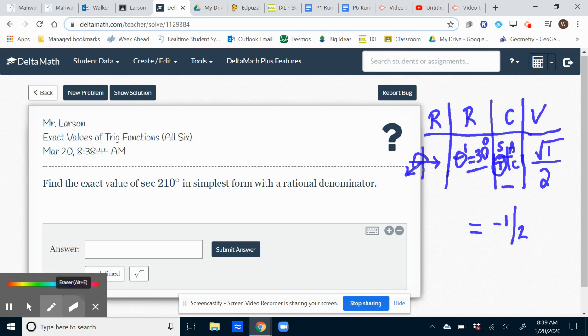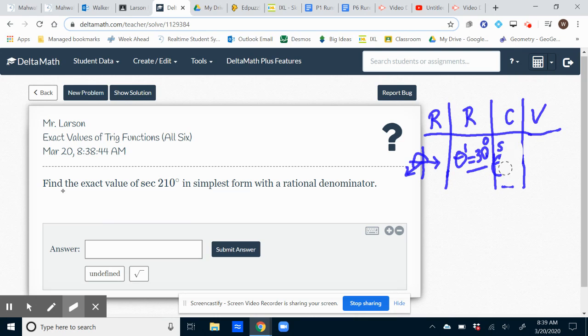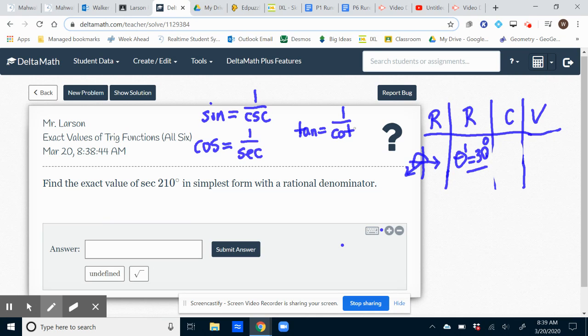But what's different once you get into the skill that says parentheses all 6 is now it can include the 3 new functions. So secant, cosecant, and cotangent. Okay, so the key to this is you guys need to know that sine is cosecant flipped, or 1 over cosecant. Cos is secant flipped, and tan is cotan flipped.